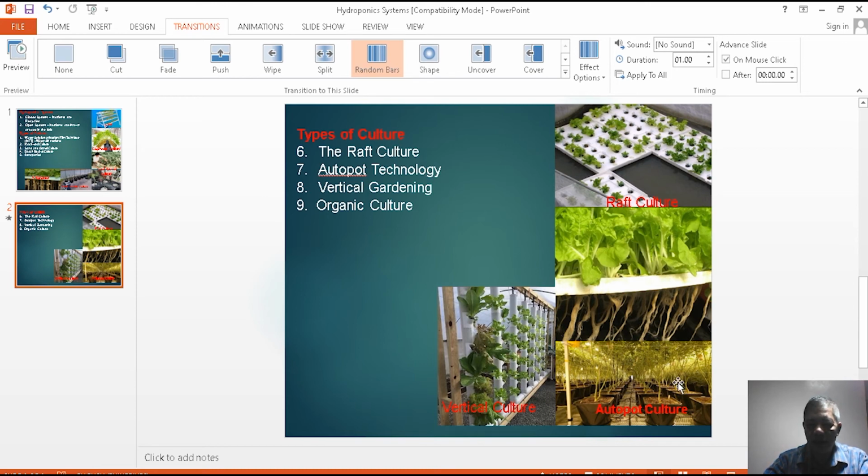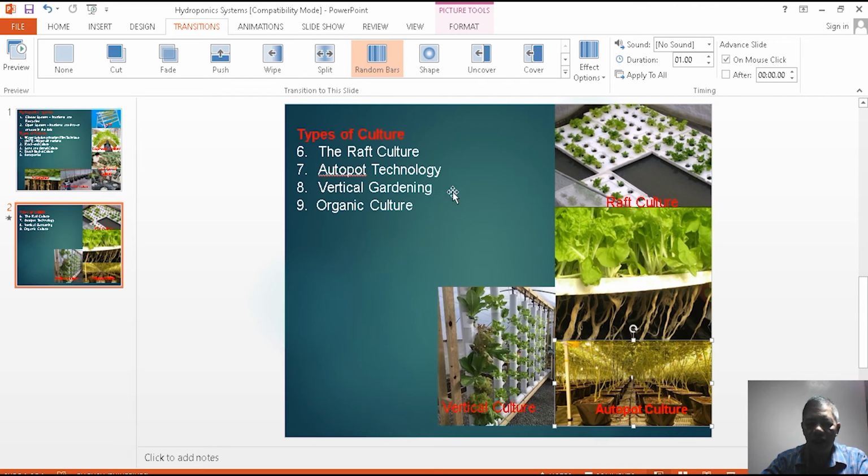Then autopot. I have here an example. This is also a floating hydroponics. The autopot culture is like Dutch bucket culture. It is self-watering, but also using pots. The difference here is that the container may be larger or bigger than the Dutch bucket culture.